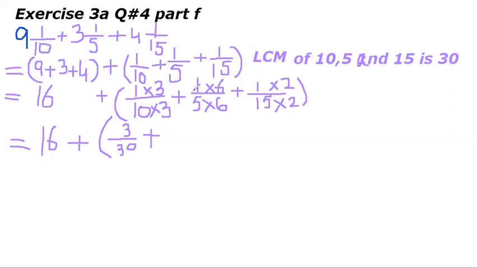Plus, now 1 times 6 is 6 in the numerator, and 5 times 6 is 30, plus 1 times 2 is 2, and 15 times 2 is 30.